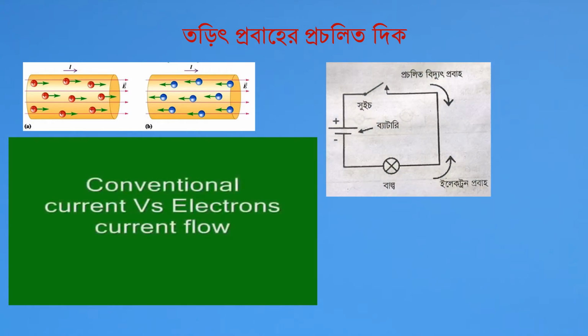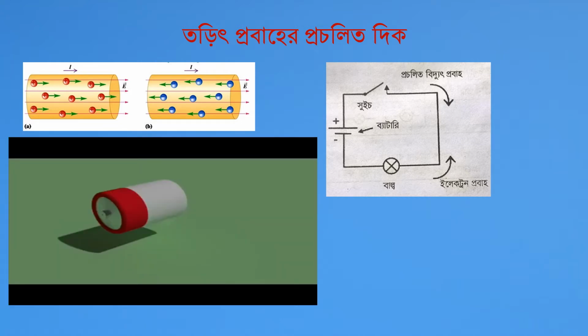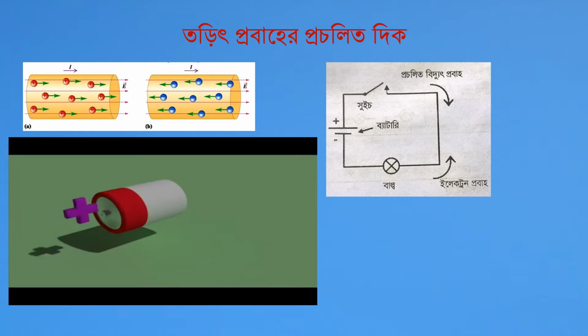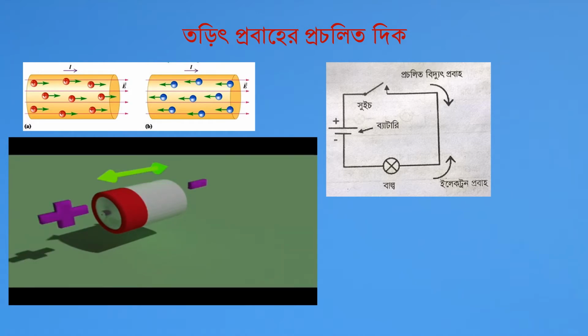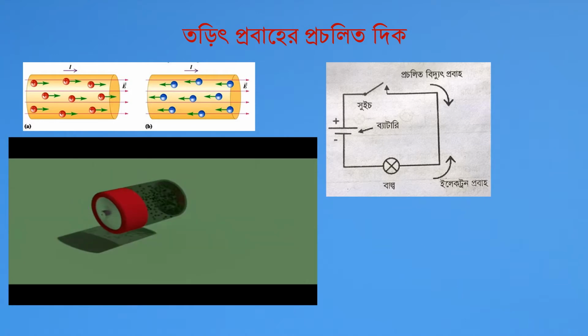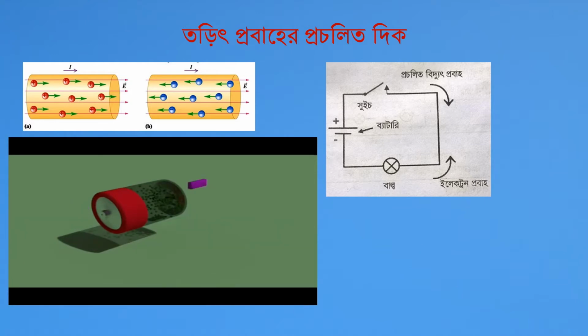Today, we will discuss conventional and electron current flow. Consider a dry cell, as shown here. This cell has one positive and one negative terminal. The difference of potential between these two terminals is measured in volts. And this difference is due to an excess of electrons at the negative terminal compared to the positive terminal.